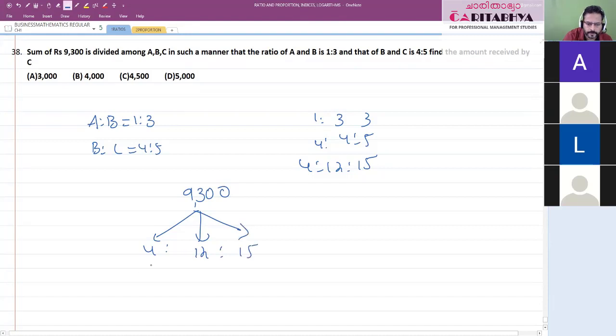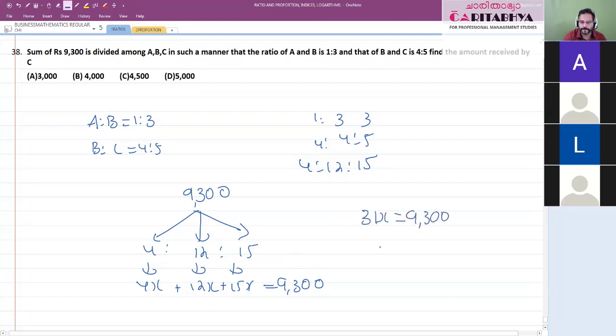So 9,300 is divided in the ratio 4:12:15. So 4x, 12x, 15x equal to 9,300. 31x is 9,300. Therefore x is equal to 300. What is asked is what C gets, which is 15x. So 15 into 300 equal to 4,500.